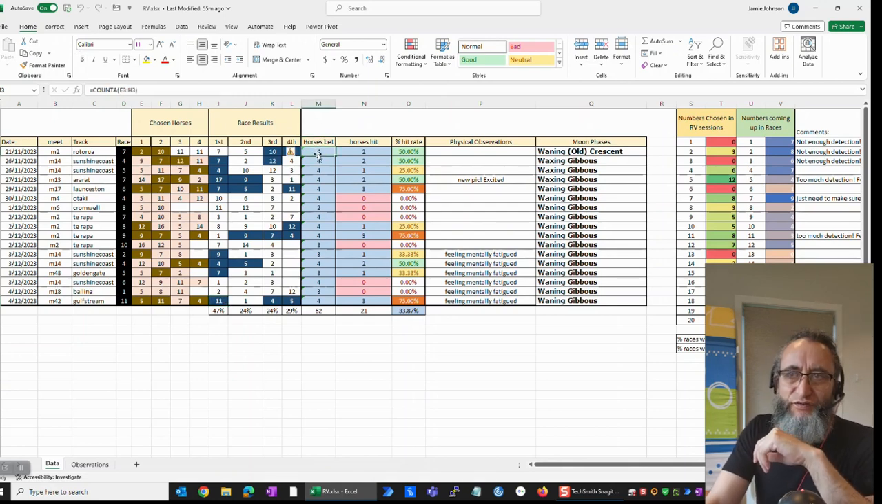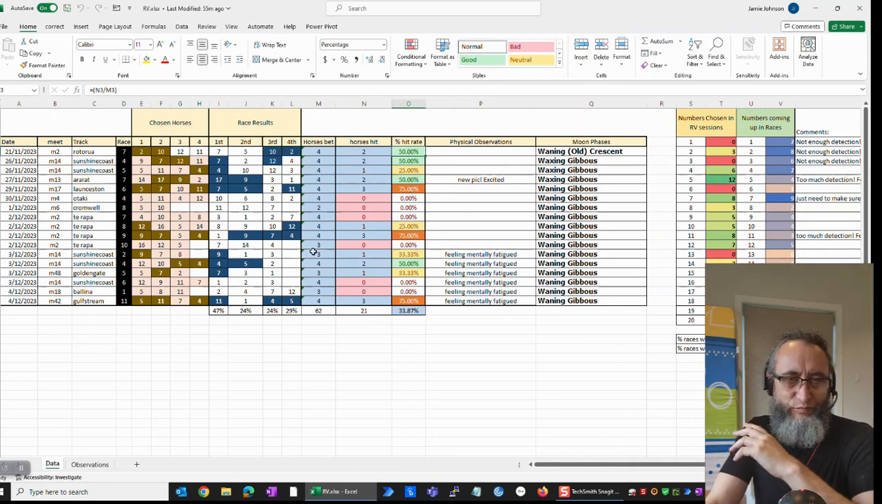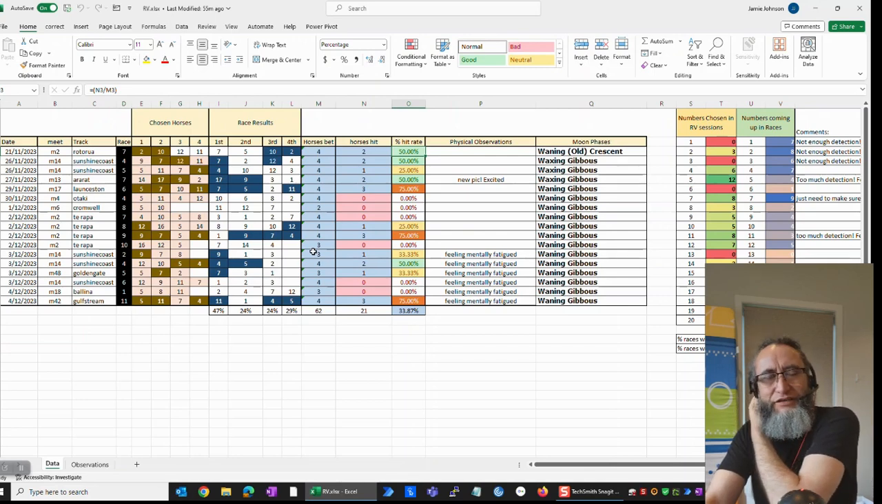This column is here just for the calculations of hit rate. As far as the horses bet, it's just how many horses I bet on, and the horses hit, which is these guys, and the hit rate, which is 50-50, 25-50, 75. Obviously fourth place doesn't place, but I do count it as part of the hit rate.